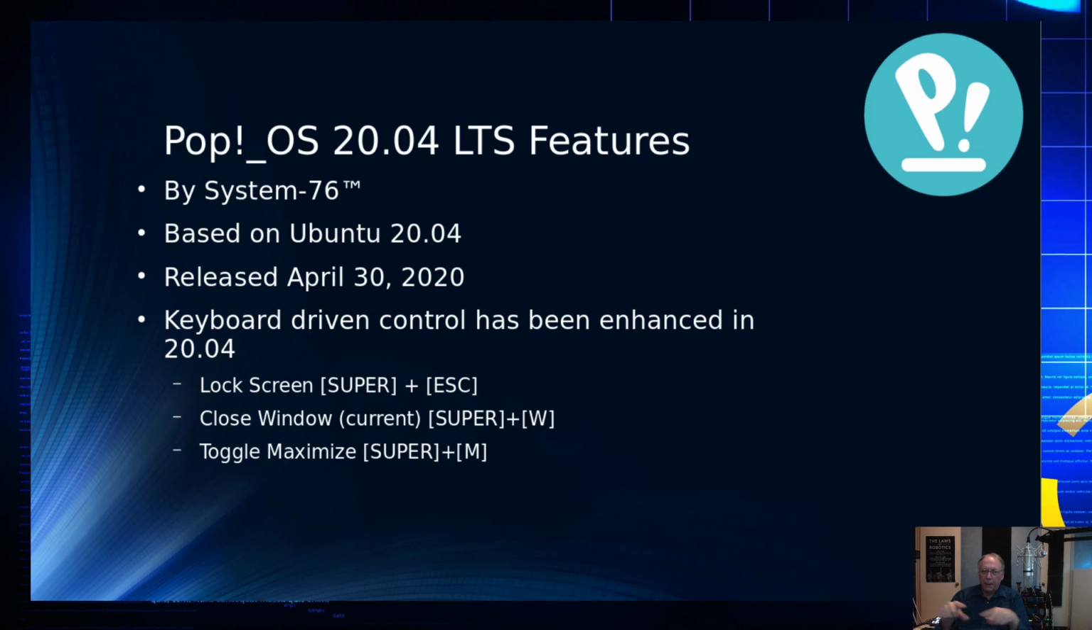Now, the square brackets around the Super and Escape means you press your Windows key and then press the Escape key. So, for example, for the lock screen, they've changed things around a little bit to make things easier. So you Super Escape in order to lock the screen, and to close a window, you do a Super W, and to toggle maximize, Super M. Pretty straightforward, I would think.